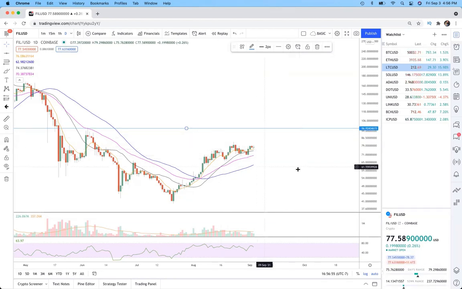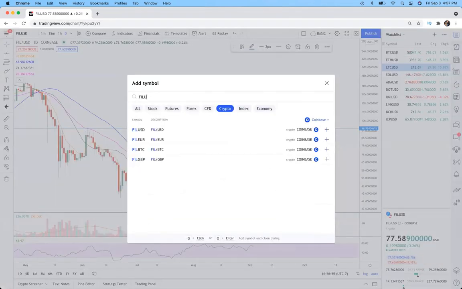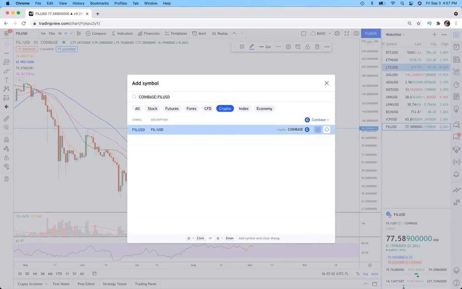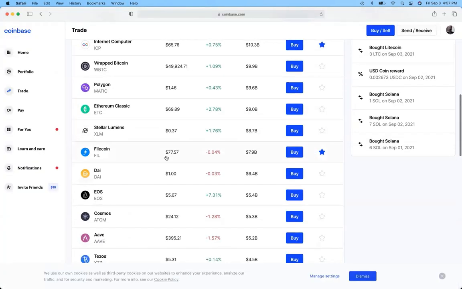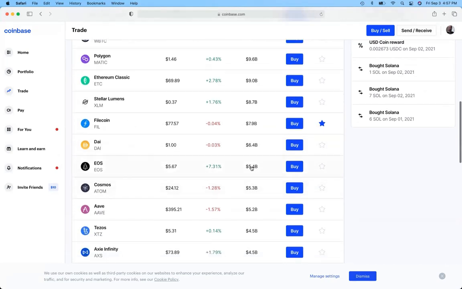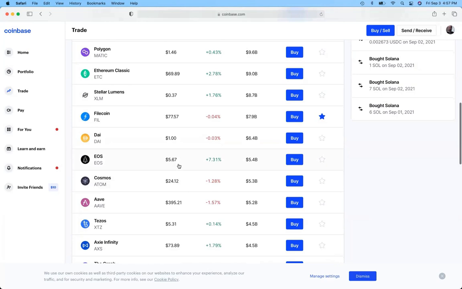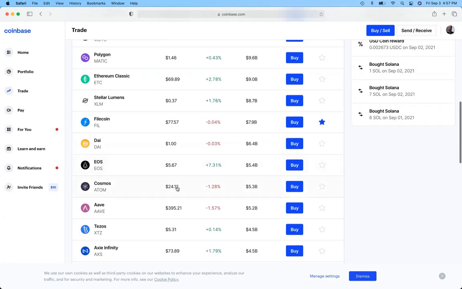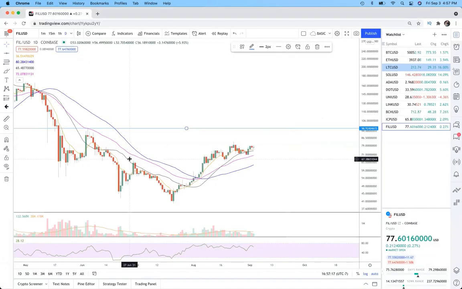So that is Phil, and we want to put it in because it's interesting in USD. There it goes. Okay. And on the market, DAI, $1, EOS, 7% up, 5 billion. 5 billion is still decent, and the price is good. $5 is good for Cosmos. Let's take a look at EOS first.